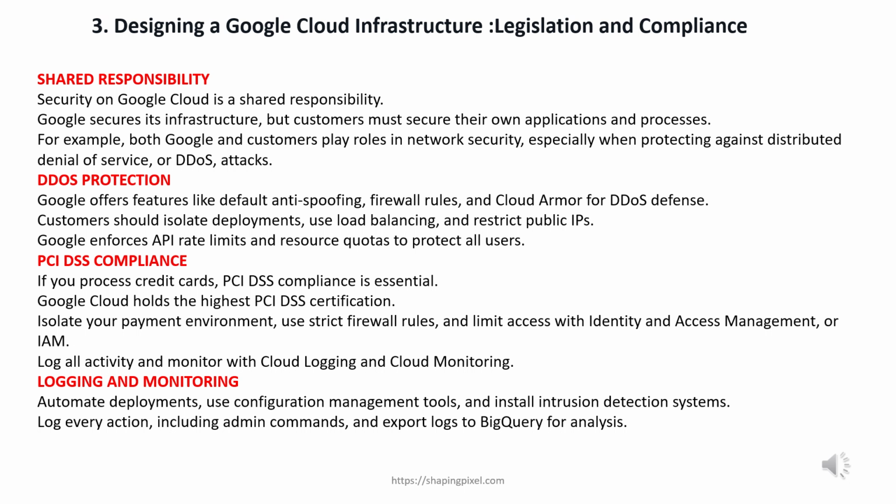For example, both Google and customers play roles in network security, especially when protecting against distributed denial of service, or DDoS, attacks. Google offers features like default anti-spoofing, firewall rules, and Cloud Armor for DDoS defense. Customers should isolate deployments, use load balancing, and restrict public IPs. Google enforces API rate limits and resource quotas to protect all users.